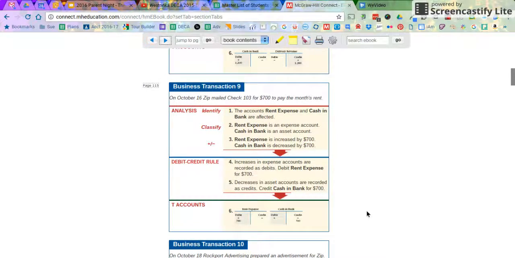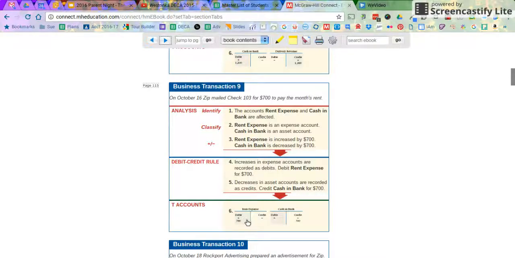Okay, transaction 9, we mailed a check. So we wrote a check for $700 to pay rent. Obviously, this is an expense of doing business. Rent expense is an expense account. So now we're going to classify them in those other areas. Cash is obviously an asset. We know if we write a check, we're going to credit cash. What's the debit going to be to? An expense is almost always a debit. So an expense decreases capital. What is a decrease to capital? It's a debit.